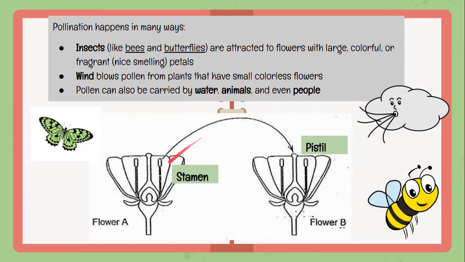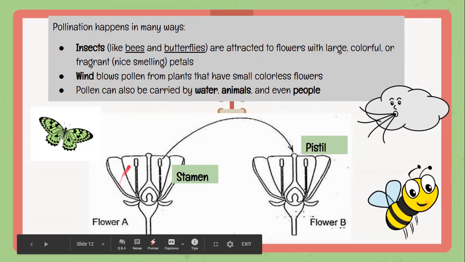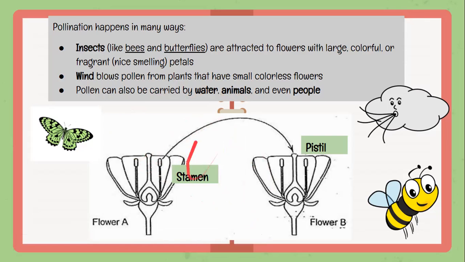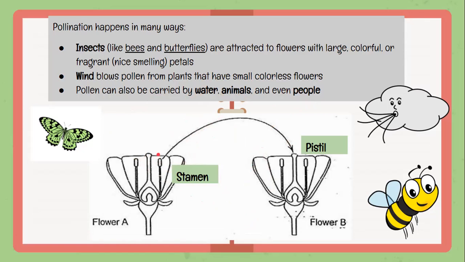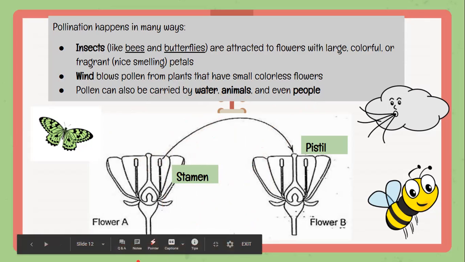So if water goes on a flower, the water can wash the pollen off and carry it down. Animals can also eat it and leave droppings. And people can even carry it. If we're playing in the sun or anything like that, the pollen can go on yourself.